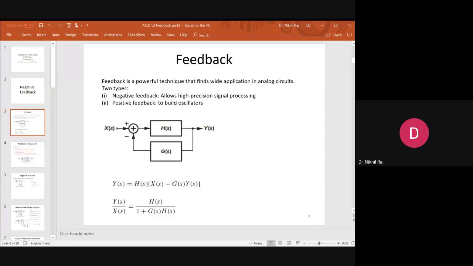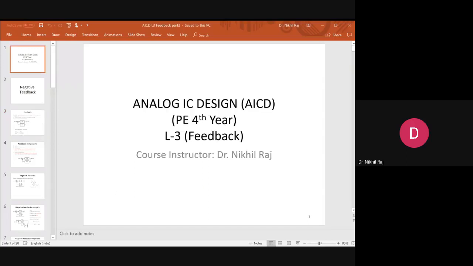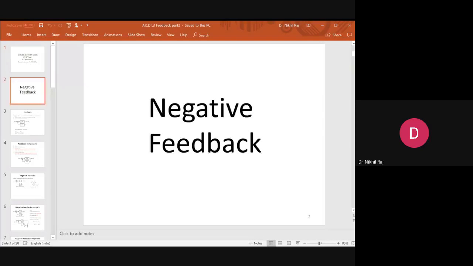Right. So we were at the chapter of feedbacks. Now the role of feedback is to stabilize the gain and for high precision. So for that we go for negative feedback, and positive feedback generally introduces oscillations. When we introduce negative feedback in the system, there are certain changes in the gain as well as the impedance and the bandwidths. So we started with the negative feedback.